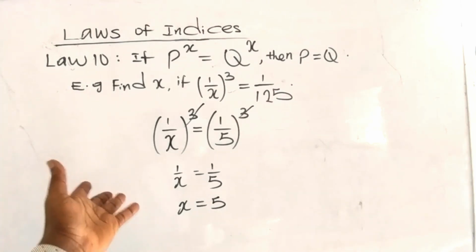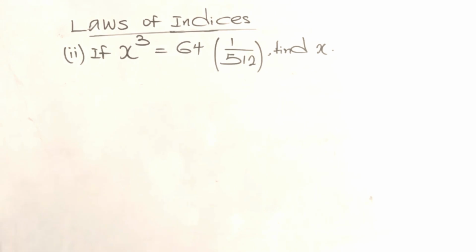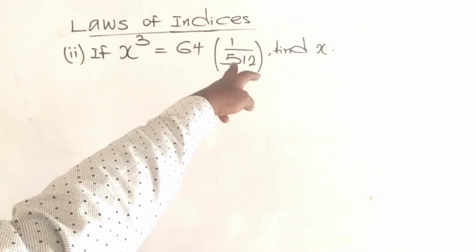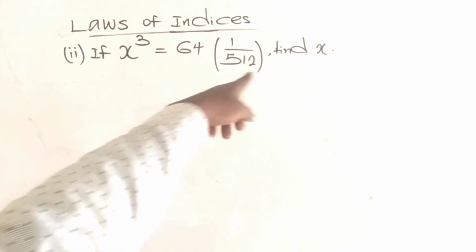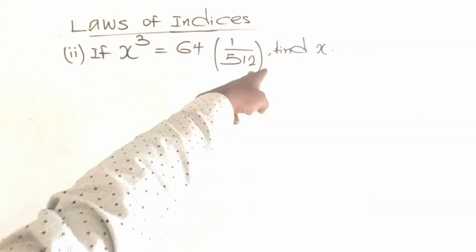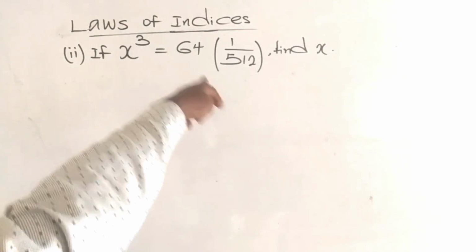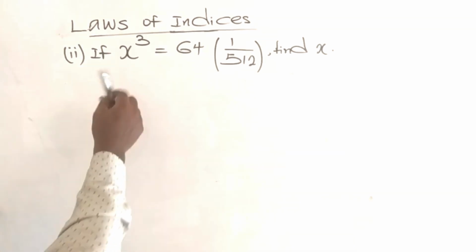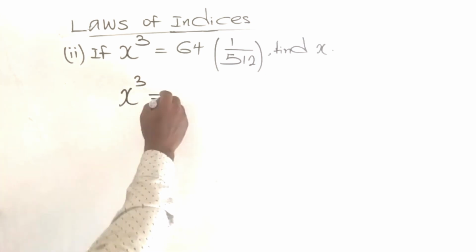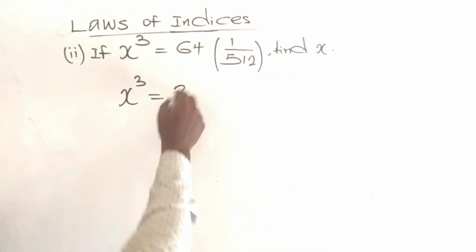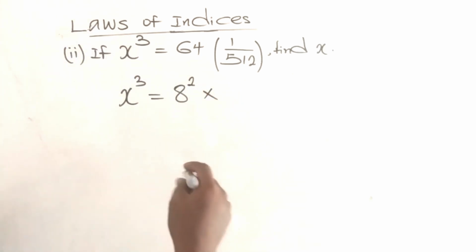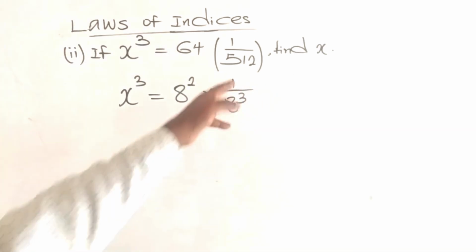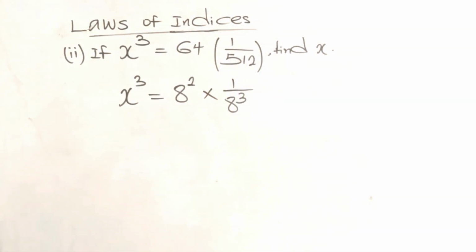Let's do another example under this law. Another example under law 10. If x cubed equals 64 into bracket 1 over 512, find the value of x. Start by changing 64 and 512 to index form. 64 gives us 8 squared and 512 is 8 cubed. So x cubed equals 64, which is now 8 squared, multiplied by 1 over 8 cubed. Remember your 512 is now 8 cubed.